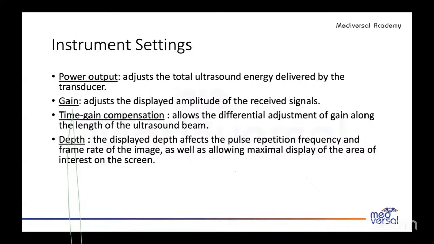And time gain compensation is the upper one where there are a lot of buttons. If you move it to the left side, it becomes darker. Move it to the right side, the whole screen becomes brighter. And depth, that button is also there. If you want to make the image a little shorter, move it downwards. If you want to make the image larger, you can press the upper button. It's written there, the depth button. Okay, next slide.